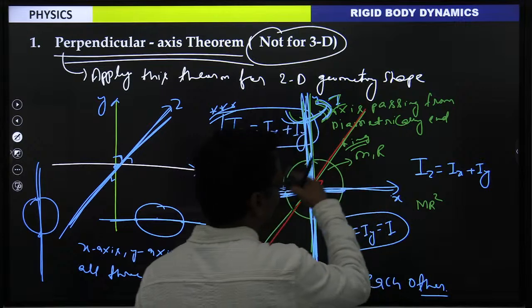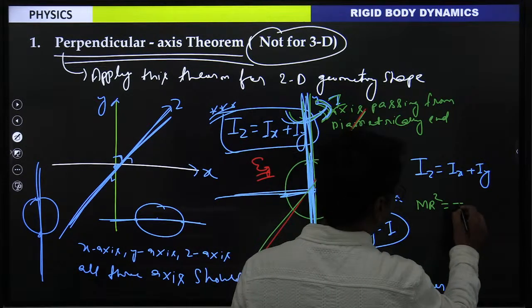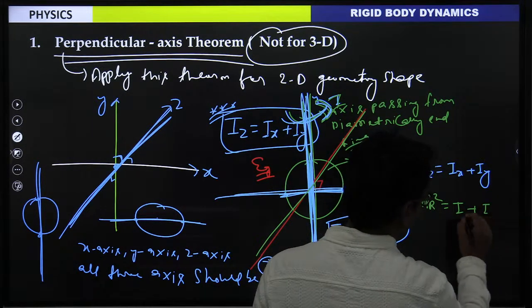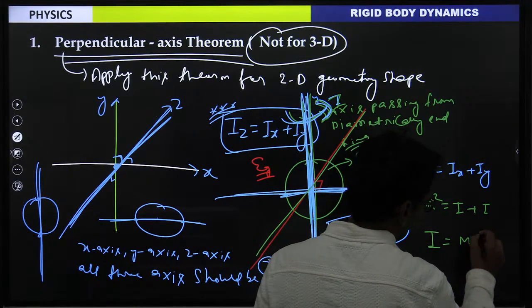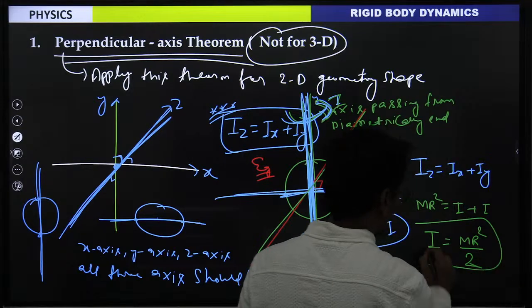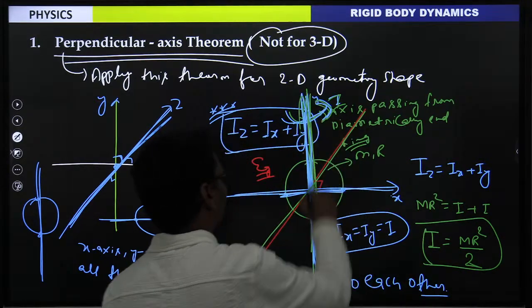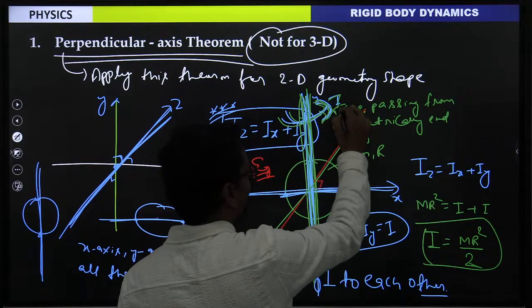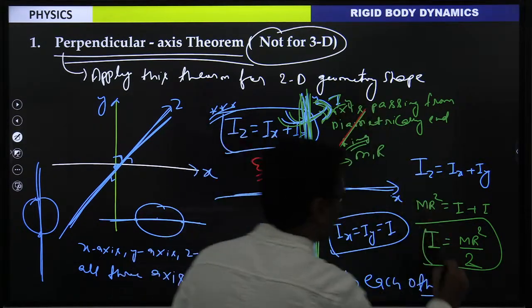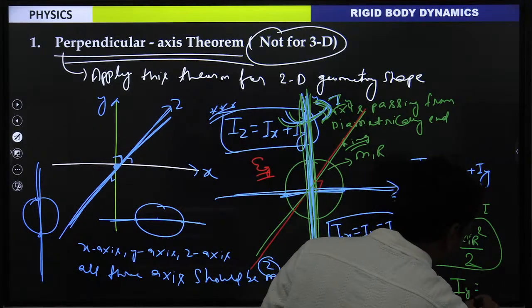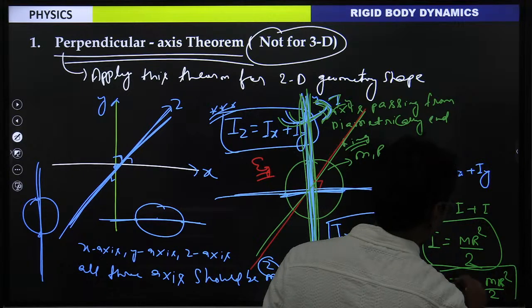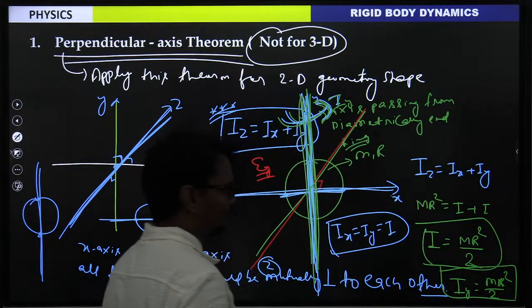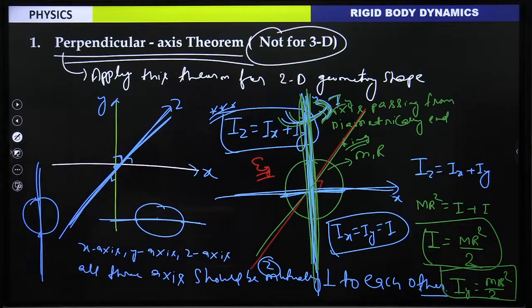Why? Because the mass of the ring is m and the radius is r, and Iz is equal to I plus I, so 2I equals mr square, and I is equal to mr square by 2. This is the axis about which we needed to find the moment of inertia, and this axis is y. So the required Iy is equal to mr square by 2. I think this is clear to all of you.